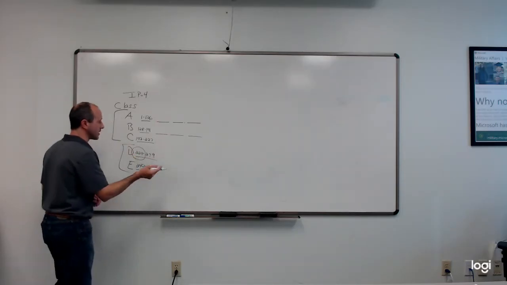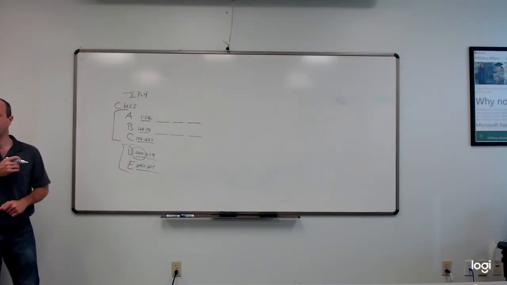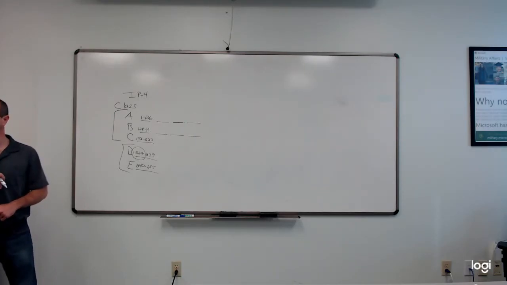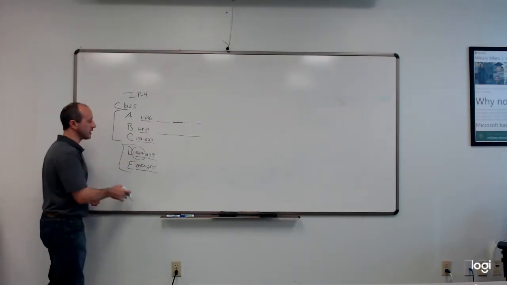You might be tested on 224. 224 is a multicast address, which you will see as a network admin or a systems admin. But for purposes of D and E, it's going to fit in D.